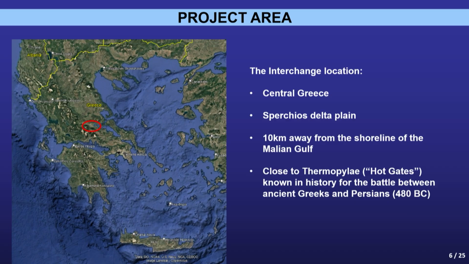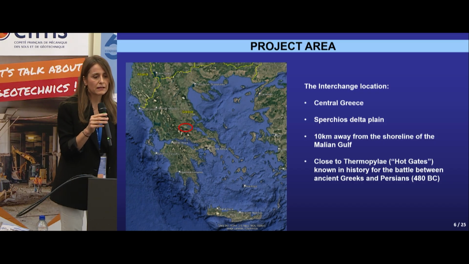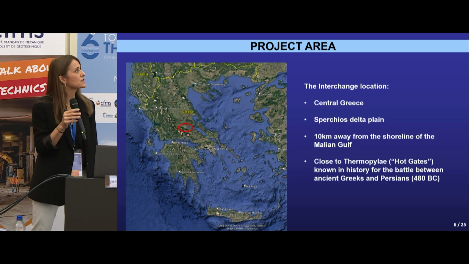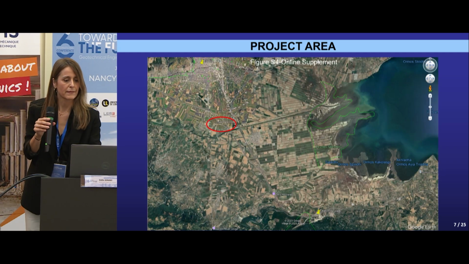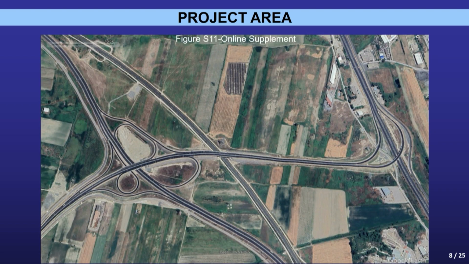Some things about the project area. The interchange is located at central Greece. It is at the delta plain of river Spercheios, located about 10 kilometers away from the shoreline of the Malian Gulf, but most significantly, it is close to Thermopylae, the place known for the battle between the ancient Greeks and the Persians. Here is the project area in a closer view.